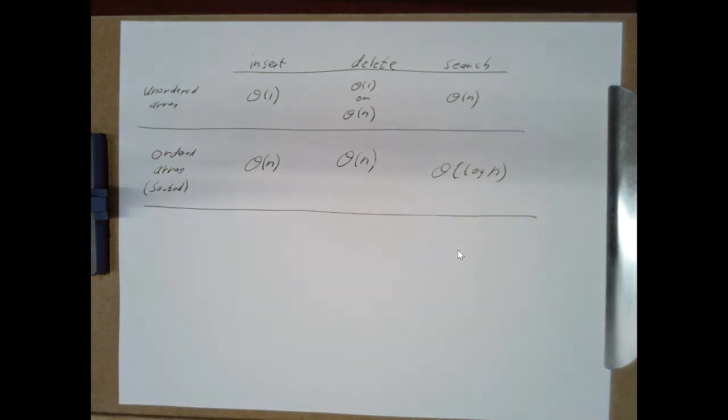Because if we want to insert in the middle, we've got no choice but to take everything below that insert point and move it down one spot. And that's an order n operation. We have to move n things to a different place in the array.